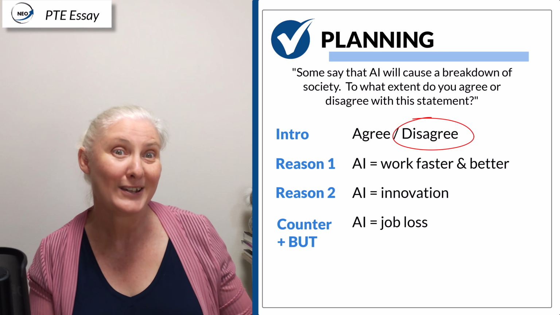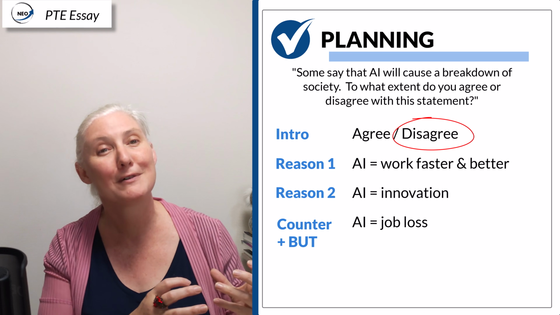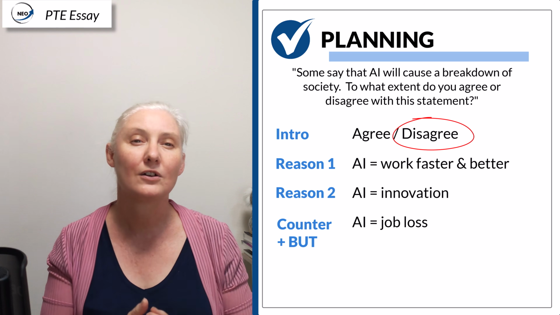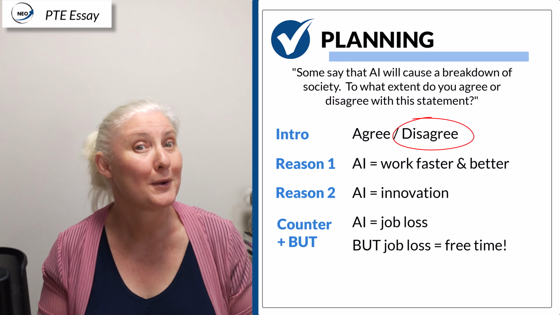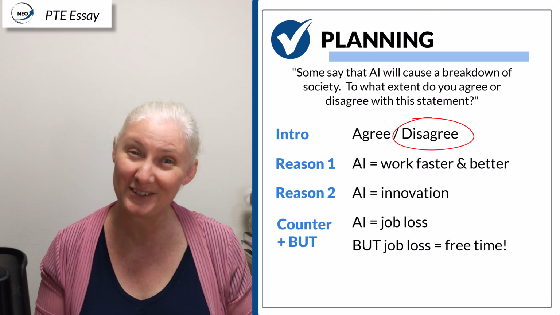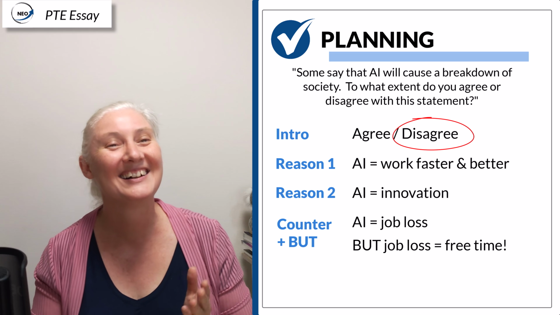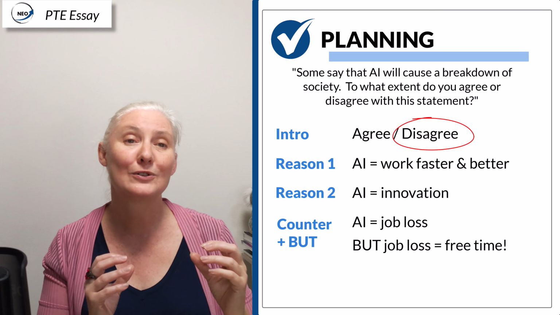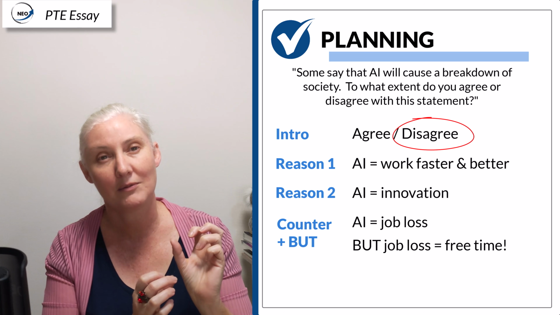And I also need a "but" here because I can't let that counter-argument win. So I'll say, okay, job loss, but people will possibly have more free time to enjoy life. So maybe we have a positive spin on AI here. But you need to do that. You need the counter-argument and then the argument against the counter-argument.